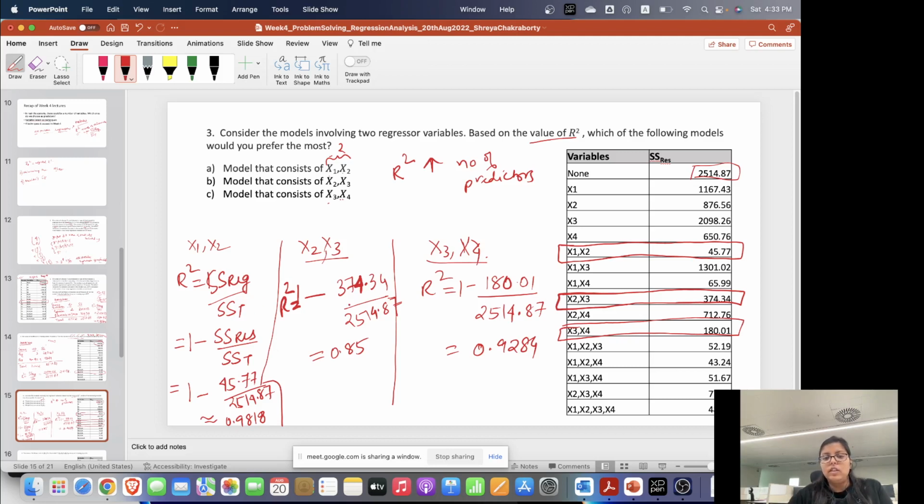So out of the three, which one is maximum? The maximum proportion of y is explained by these two variables x1 and x2. So if we have to choose based on the value of R square, we would prefer model A, because here the R square value is the highest among these three.